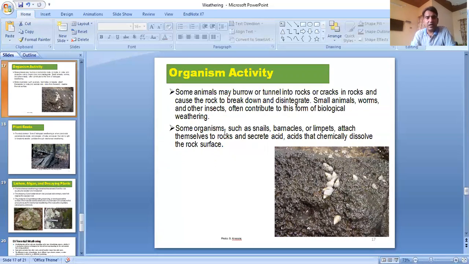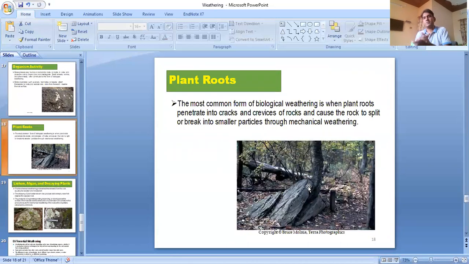Some organisms such as snails, barnacles and limpets attach themselves to a rock and secrete acid that chemically dissolves the rock surface. Some animals which go inside the rocks leave urine. That urine is also acidic. When the urine falls on the rocks, it creates cracks or fissures, or dissolves the rocks.